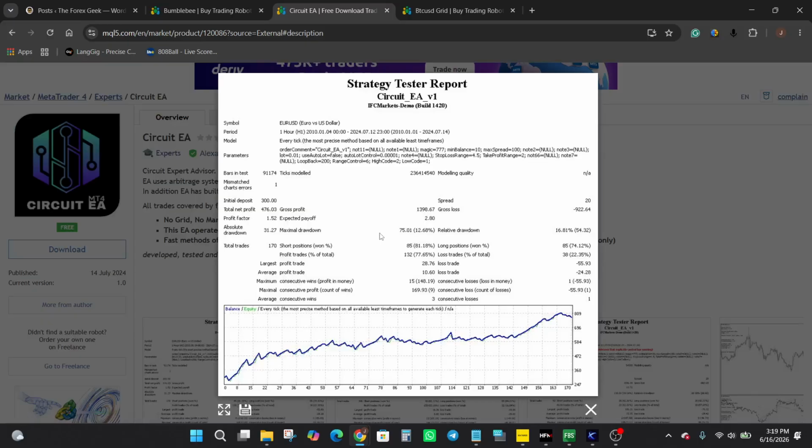Okay, let's start by looking at the strategy tester reports provided here, and I can see that from an initial deposit of $300, total net profit was $476.03. The testing period was from 4th January 2010 to 12th July 2024. So I can see that total trades taken were 170, out of which 132 were profitable, giving us a 77.65% win rate.